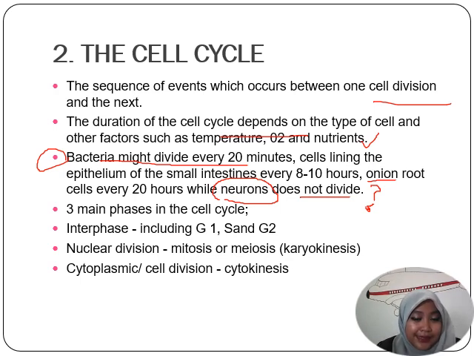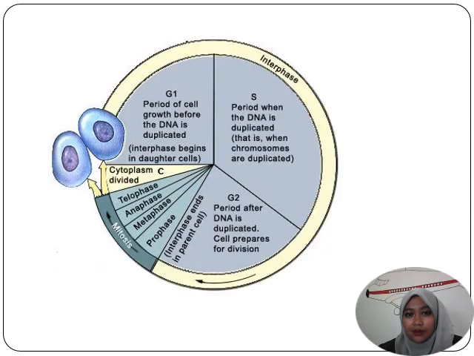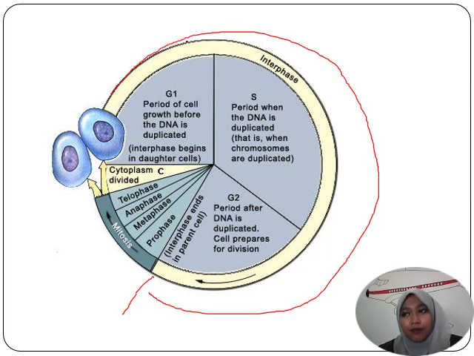So in the cell cycle, there are three main phases: G1, S, and G2. Then we have the nuclear division, which is mitosis and meiosis, and the cell division, known as cytokinesis. We have a picture of the cell cycle. First, the cell undergoes what we call interphase. Please bear in mind that interphase is not a resting process.